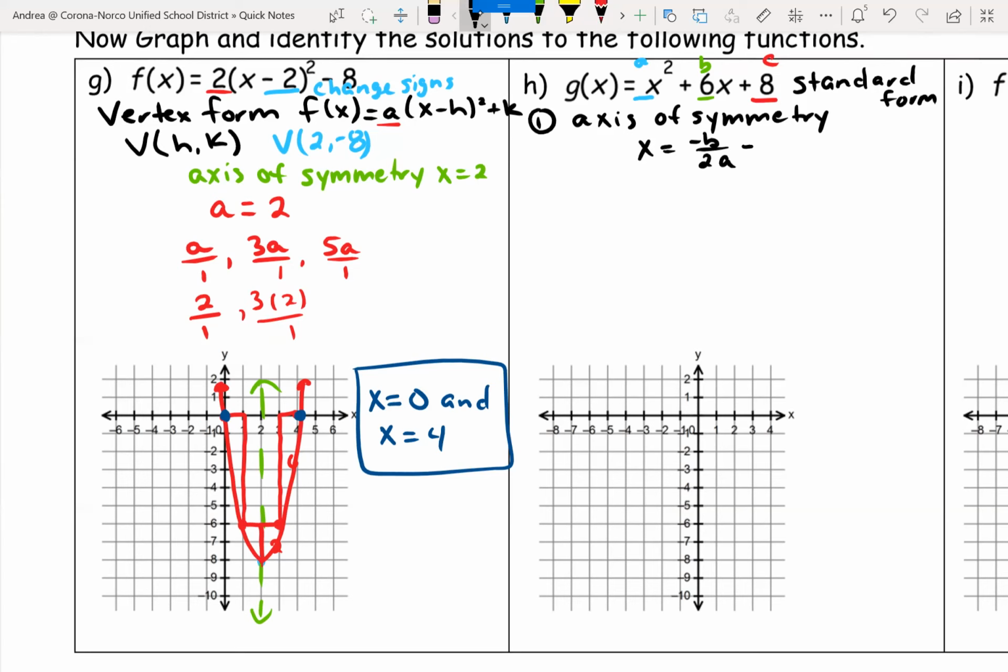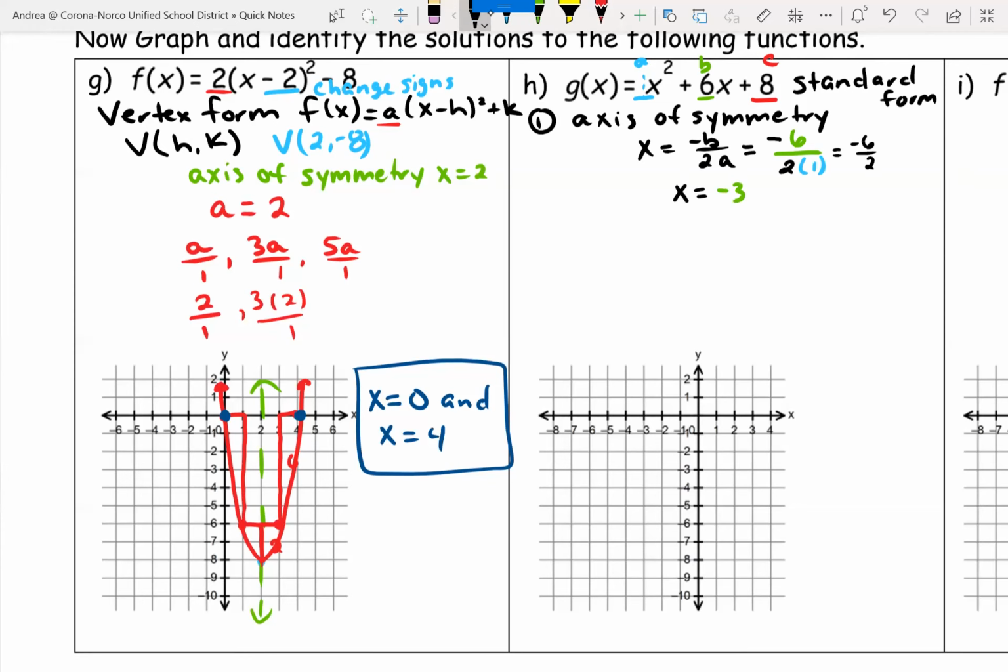So that's going to give me negative, the b is 6. Remember, you're going to change the sign. The b value is going to be the opposite sign. So if in the equation it's a positive, when you plug it in, it's going to be a negative. If in the equation it's a negative, when you plug it in, it's going to be a positive. Divided by 2 times the a value. The number in front of that x squared is 1. So 2 times 1. So that gives me negative 6 divided by 2. Very good, it's negative 3.